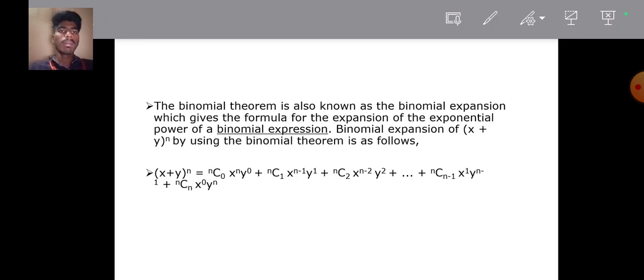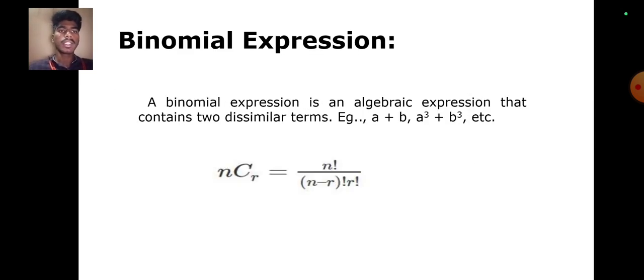Now, binomial expression. A binomial expression is an algebraic expression that contains two dissimilar terms. Example, a plus b or a cube plus b cube, etc. It has two dissimilar terms. The formula for nCr is used in binomial expressions. It plays the key role. nCr is equal to n factorial divided by r factorial into (n minus r) factorial.